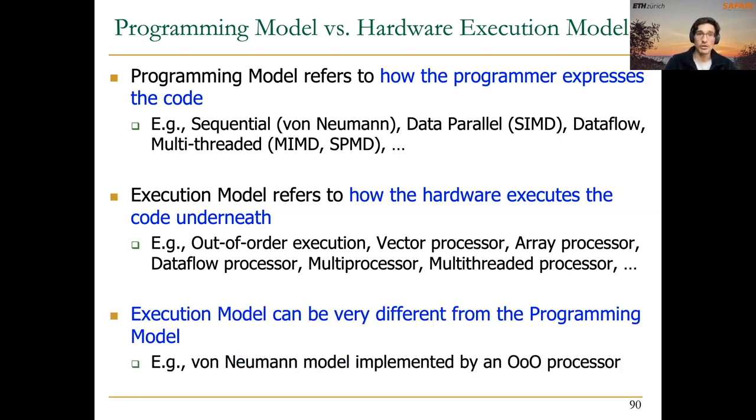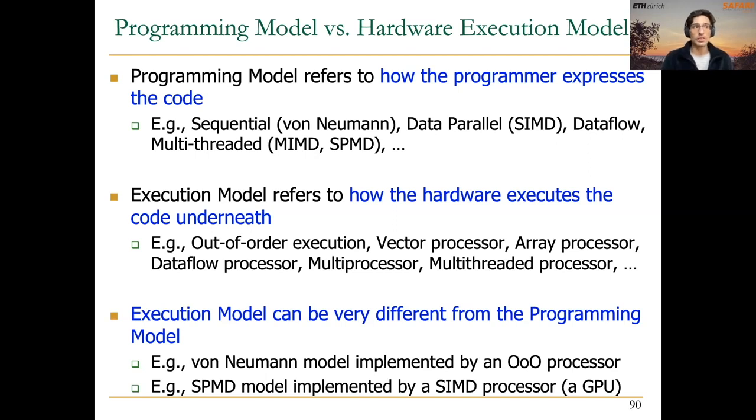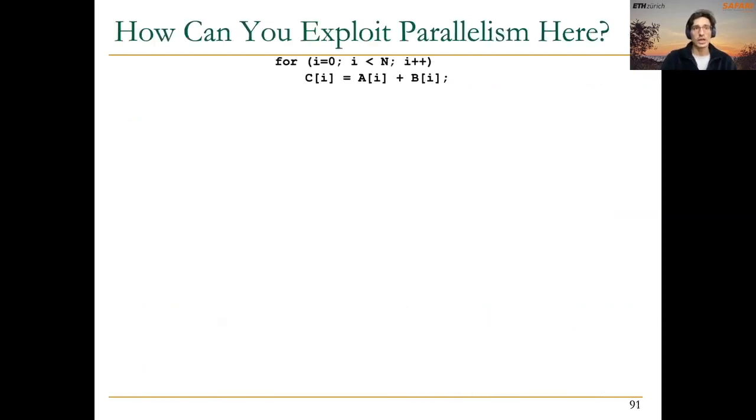So, for example, you may write a sequential program and execute it on an out-of-order processor, right? And the out-of-order processor, as you know, will be able to extract instruction-level parallelism, which means that it will be able to execute instructions in parallel, even though you wrote completely sequential code. Or you can also have an SPMD model, single program multiple data, which is, as you will see, very similar to the multiple instruction, multiple data model. You can execute code written in the SPMD model on a SIMD processor, and this is what GPUs do.